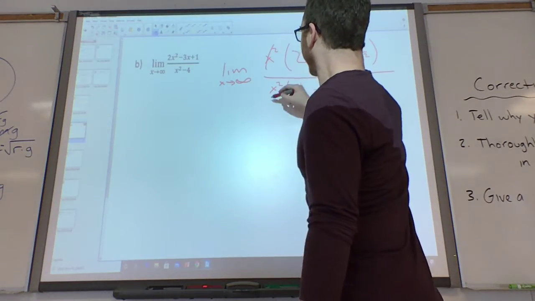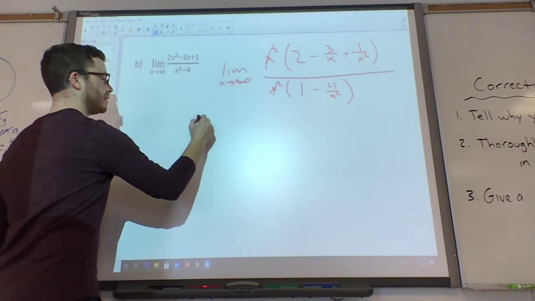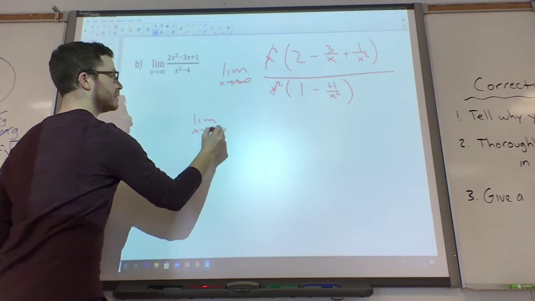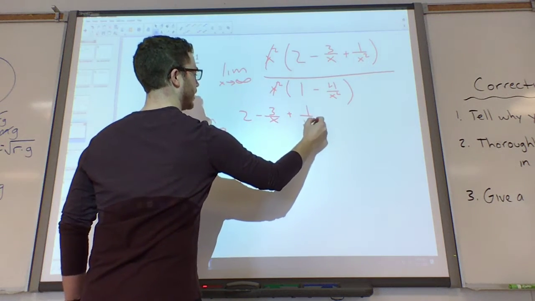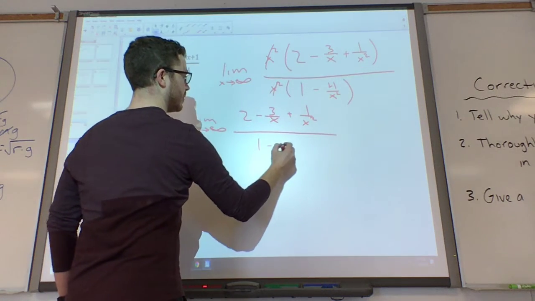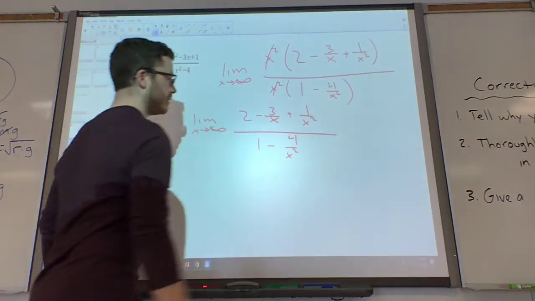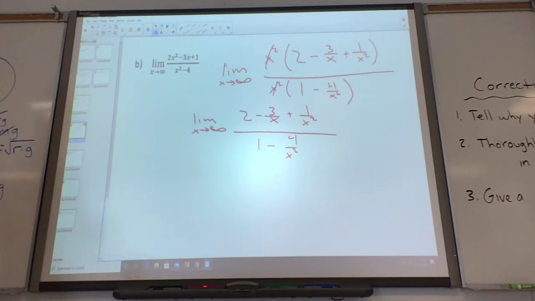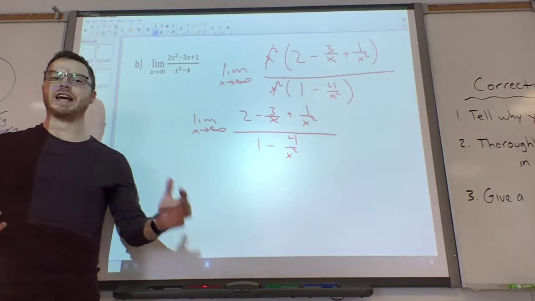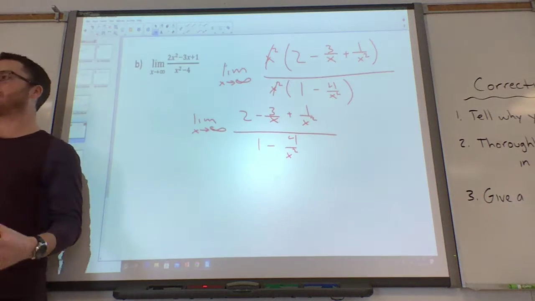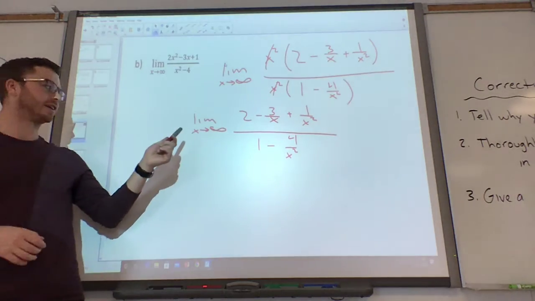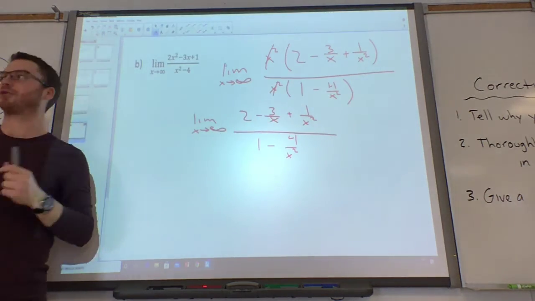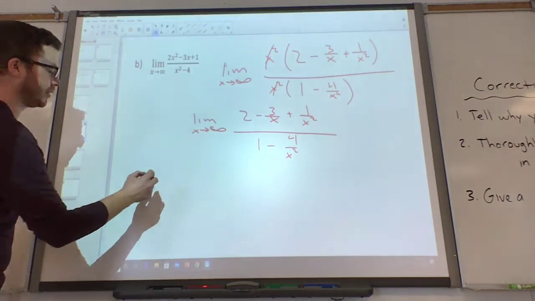Good, so those will cancel. We can simplify this a little bit: 2 minus 3 over x plus 1 over x squared, divided by 1 minus 4 over x squared. And like we just did, now we can solve it because it's in a form that we're able to solve, because we know what the limit of a number divided by x as x approaches infinity is, right? It's just 0.